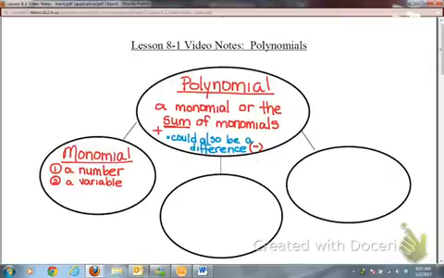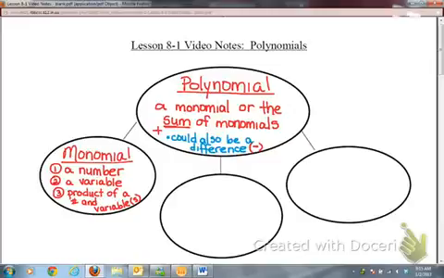Also, a monomial could just be a variable, and you know that a variable is a letter that's standing for a number, it's representing a number. So if I just have the variable x, that is a monomial. The third definition of a monomial is that a monomial could be a product of a number and one or more variables. So that's why I put it's the product of a number and a variable or variables. So that one's a little bit longer. Product means multiply. So when I multiply, like 5 and x, and I just say 5x, that's a monomial.